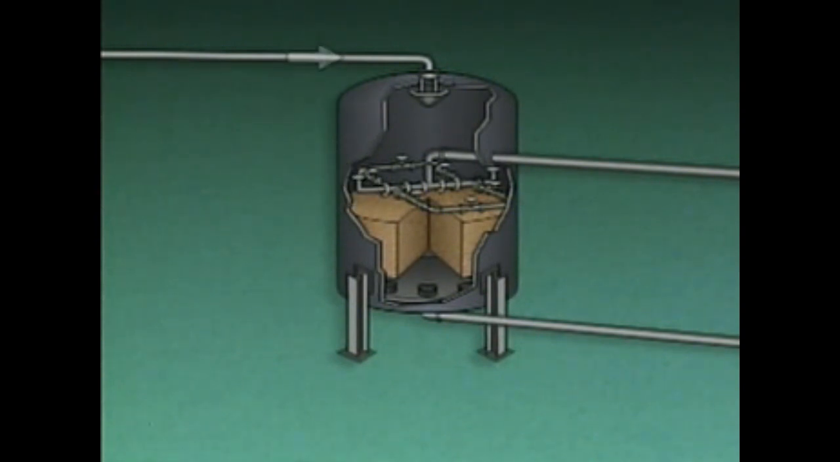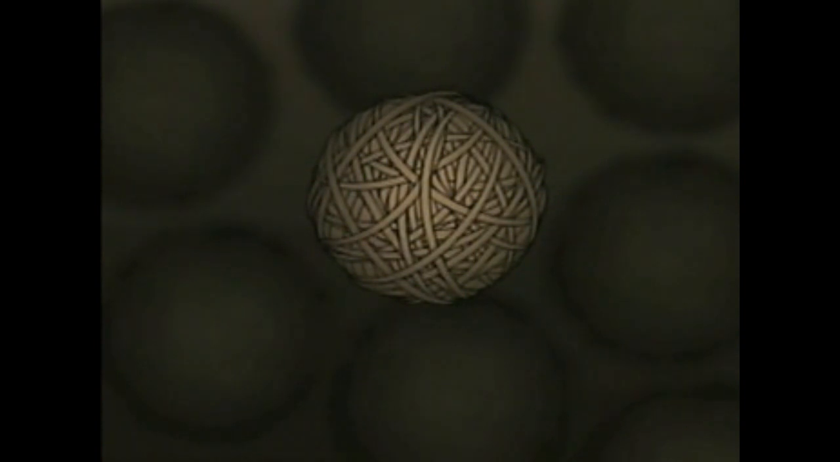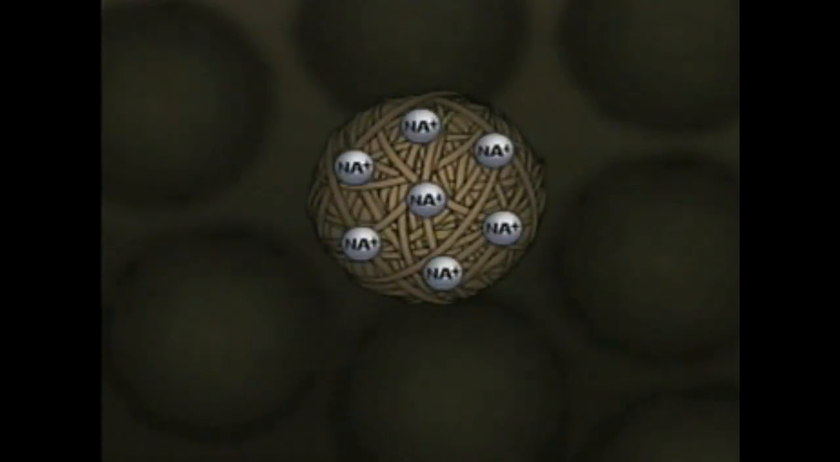During operation, hard water enters the softener through this inlet and passes through a device called a diffuser. The diffuser spreads the water out to ensure an even flow through the resin bed. Each bead in the resin bed has thousands of charged areas called sites. In this example, each site is occupied by a sodium ion, which is a soft ion.